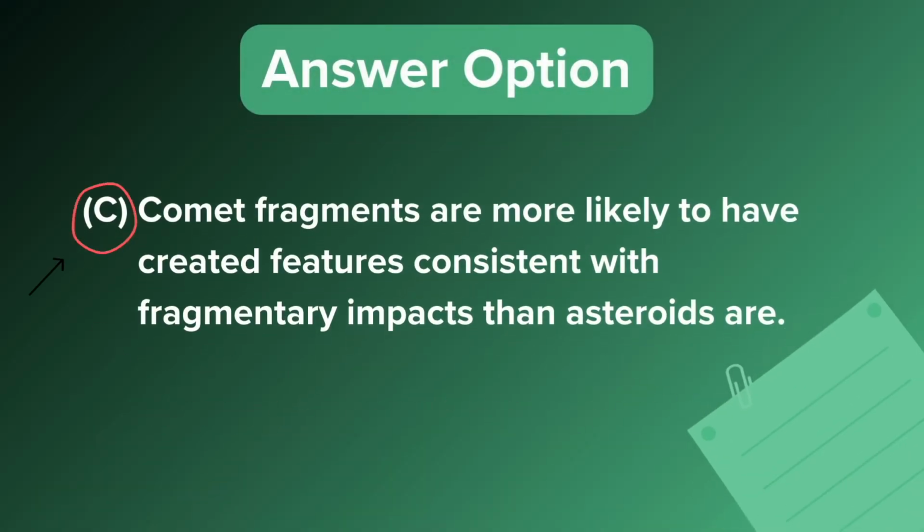C, comet fragments are more likely to have created features consistent with fragmentary impacts than asteroids are. This gets at the heart of the passage that comets are more likely the cause of craters or impacts than asteroids are. And that I circle as my answer. Now it says comet fragments, a little bit of a subtlety there, and fragmentary impacts. Just to be sure, we go back to that last sentence. It says, while it is likely that fewer craters have been formed by smaller fragments than by direct impacts. But I can see this is just getting into the specifics. Basically, the big picture is it was the comet, not the asteroid or the meteorite. So based on that, I know I circle C with confidence.